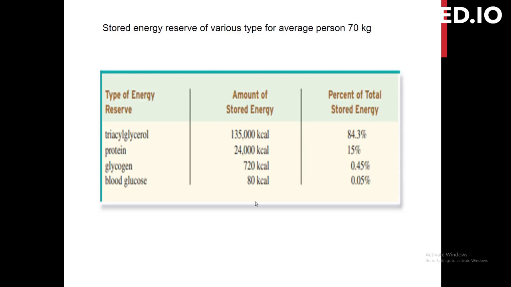Next, the stored energy reserves of various types for an average person of 70 kilograms. The types of energy reserve are triglycerol, protein, glycogen, and blood glucose, and the amounts of stored energy are 135,000 kcal, 24,000 kcal, 720 kcal, and 80 kcal. The percent of total stored energy is 84% for triglycerol, which has more stored energy than protein at 15%, glycogen at 0.45%, and blood glucose at 0.05%.